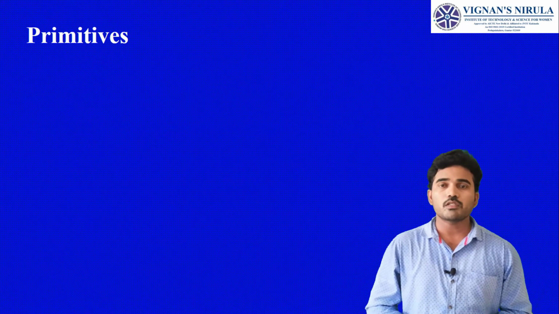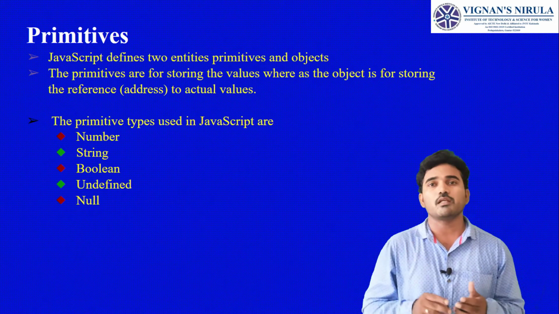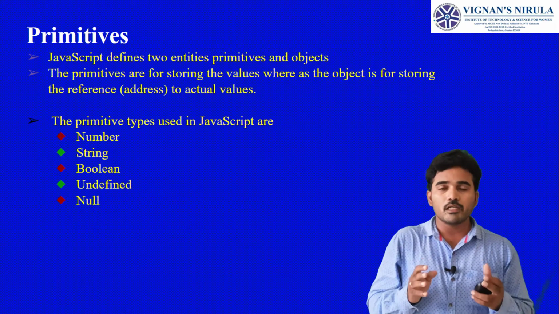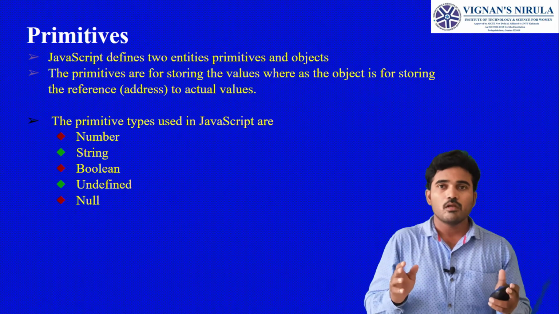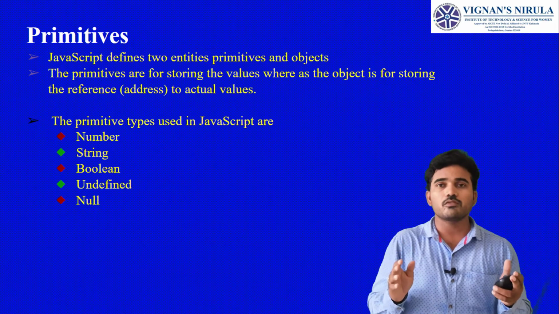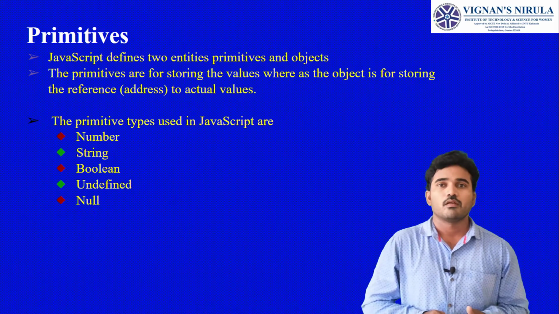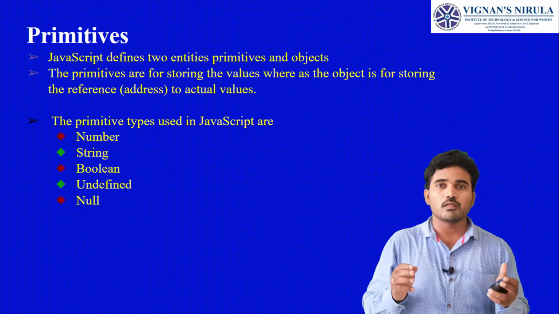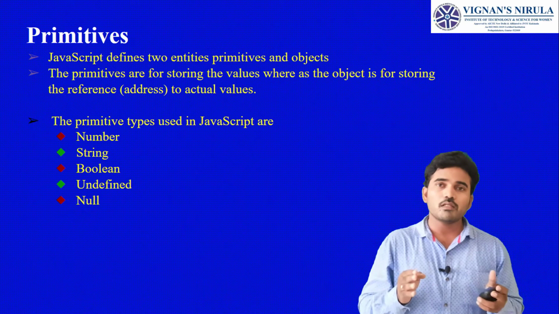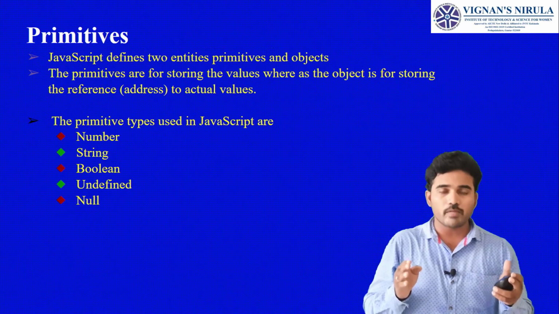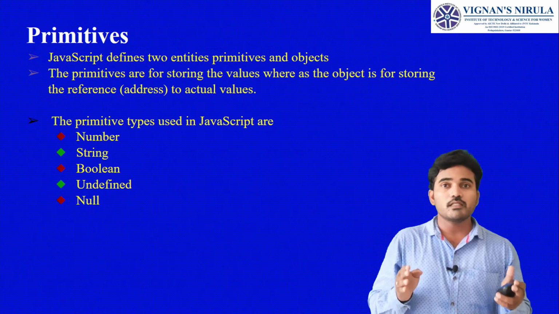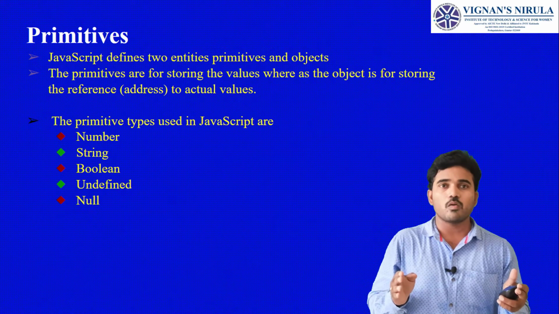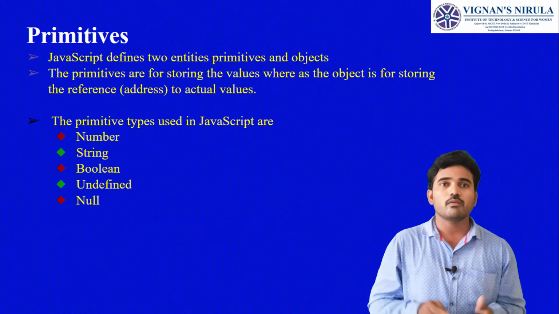JavaScript supports two types of primitives majorly. The first one is a normal primitive, which is used to store the value, whereas another one is an object, which is used to store references. So what are the primitives and what are the objects? Primitives are majorly used to store values, whereas the object is used to store the reference, or the address, to an actual variable.